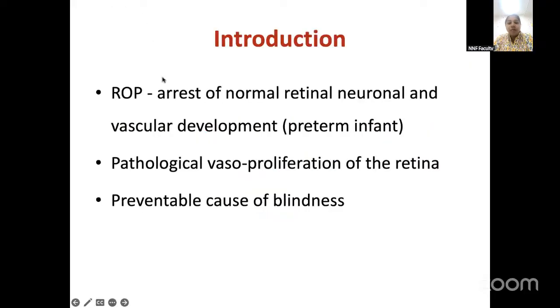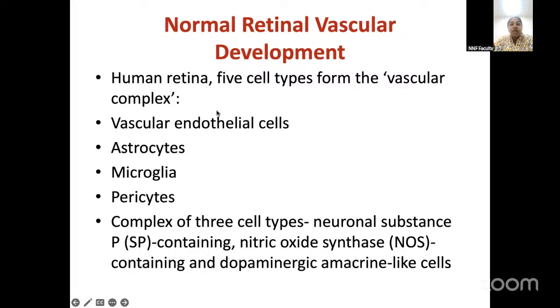Next screen now. ROP is the arrest of normal retinal, neuronal, and vascular development. It is a pathological vasoproliferation of the retina and a preventable cause of blindness. The normal retinal vascular development: the human retina consists of 5 cell types from the vascular complex: vascular endothelial cells, astrocytes, microglia, pericytes, and a complex of 3 cell types, that is the neuronal substance P containing cells, nitric oxide synthase containing cells, and dopaminergic amacrine-like cells.